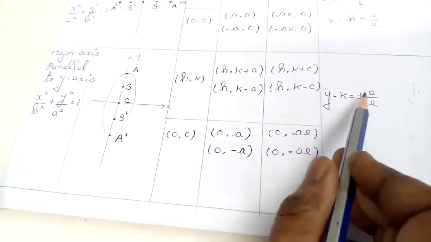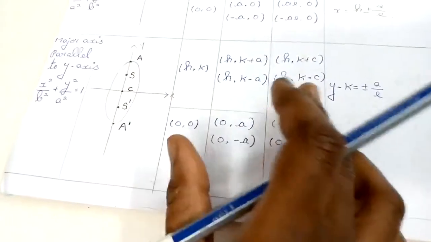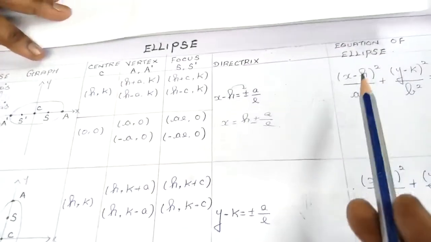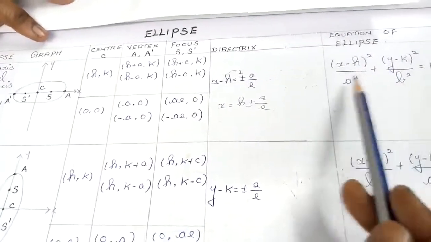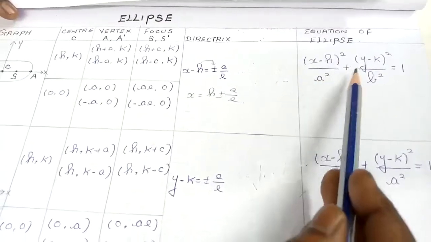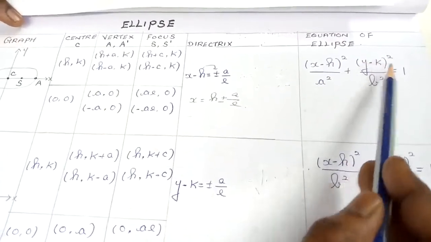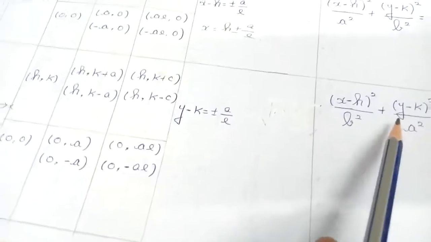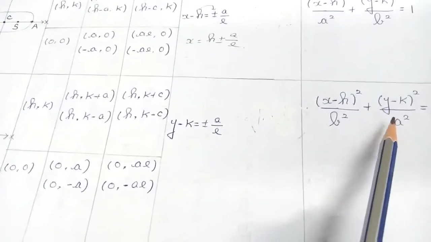Similarly, for y minus k is equal to plus or minus a by e. For all these things, we will be finding the values, then we will be calculating the sum. So coming to the format, the original equation of ellipse is written in this way, that is x minus h the whole square by a square plus y minus k the whole square by b square equal to 1. And similarly here also we will be writing the same method of writing the equation of ellipse.